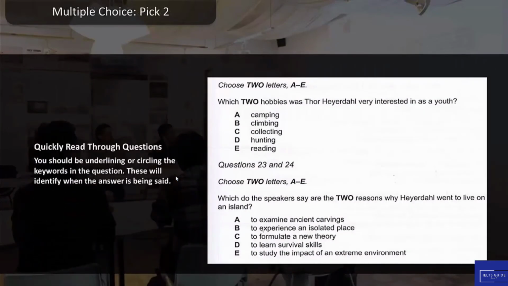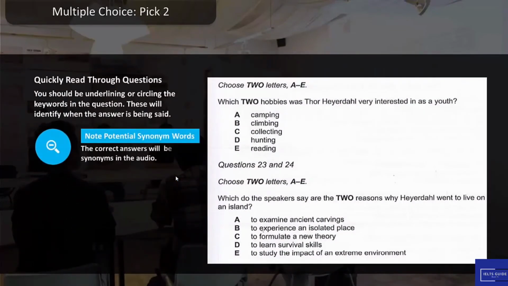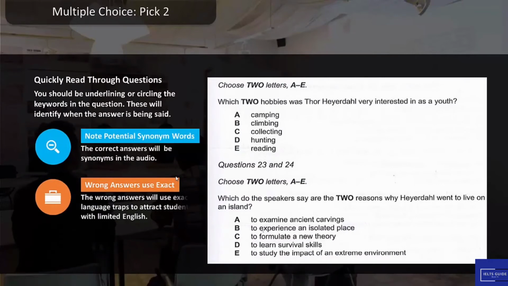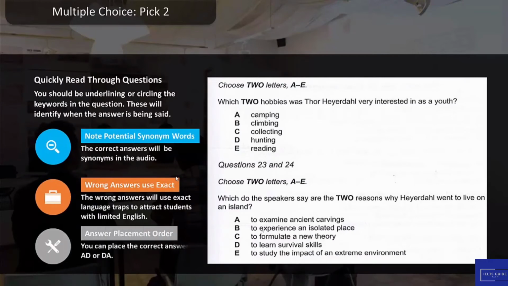Then you have the multiple choice question, which is a pick two style of question. Here they're asking you to make two choices. So in the example that you see there to the right, it says, which two hobbies was Thor very interested in as a youth? And you have to pick the two choices that he says he was interested in. All right, the two choices.